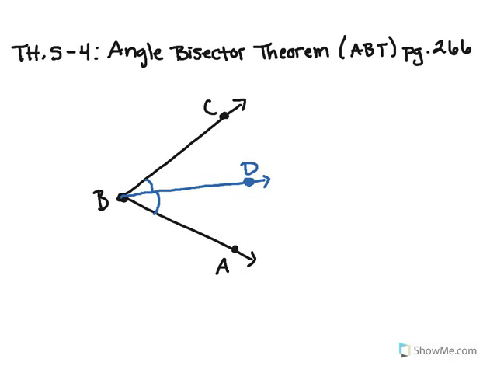So here's what this theorem says. What it says is, let's say you have a point, and it's on the bisector BD or ray BD. Then what it says is that this segment right here is the same length as this segment here. And that's pretty cool information.